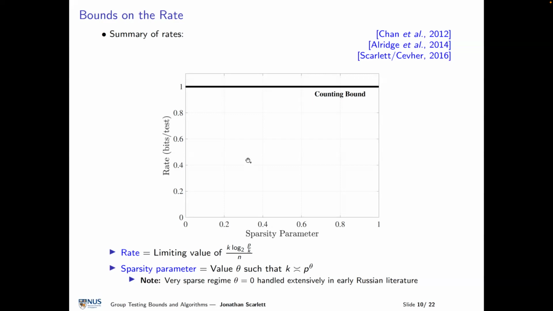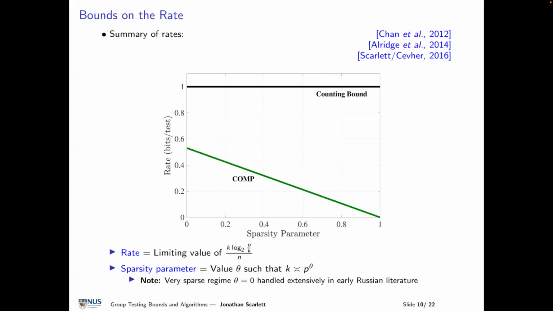Oh, by the way, the x-axis is a measure of how many defectives we have. The number of defectives is p to the power of a constant, and that constant is on the x-axis. So up here is a nearly linear number of defectives, and down here is extremely rare or extremely sparse.